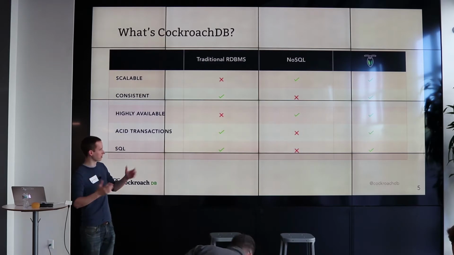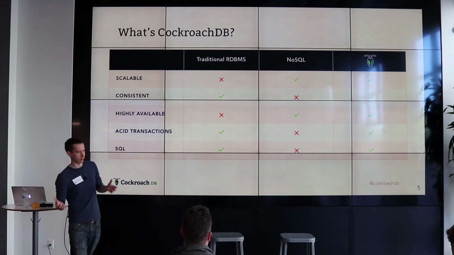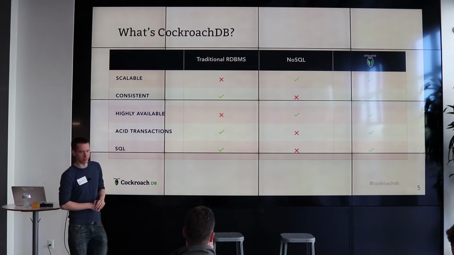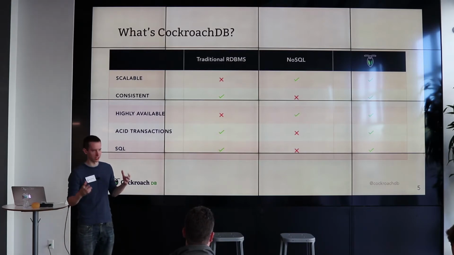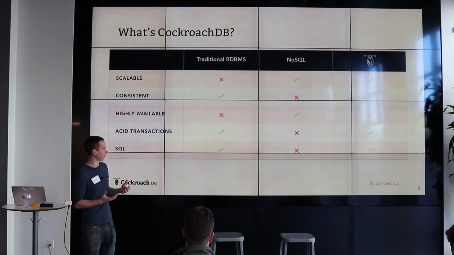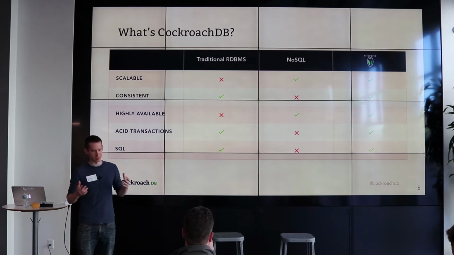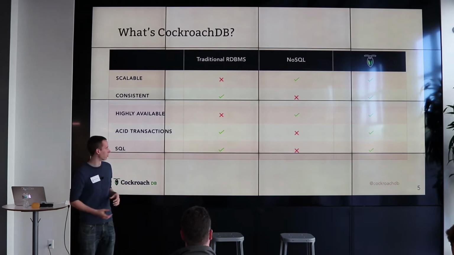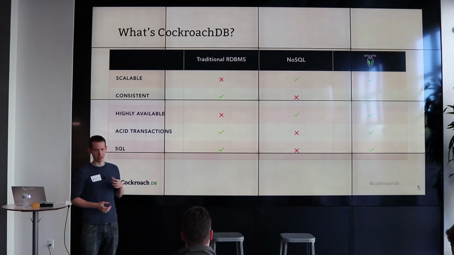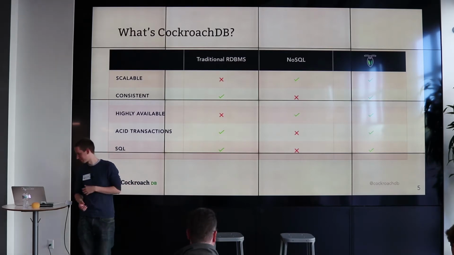So NoSQL scales out incredibly well, gives you great availability, can spread across data centers and the like. With Cockroach, we're trying to combine the two to get the best of both worlds, so that it's a distributed system that gives you high availability, it can scale out, but we still provide SQL and the semantics that implies.